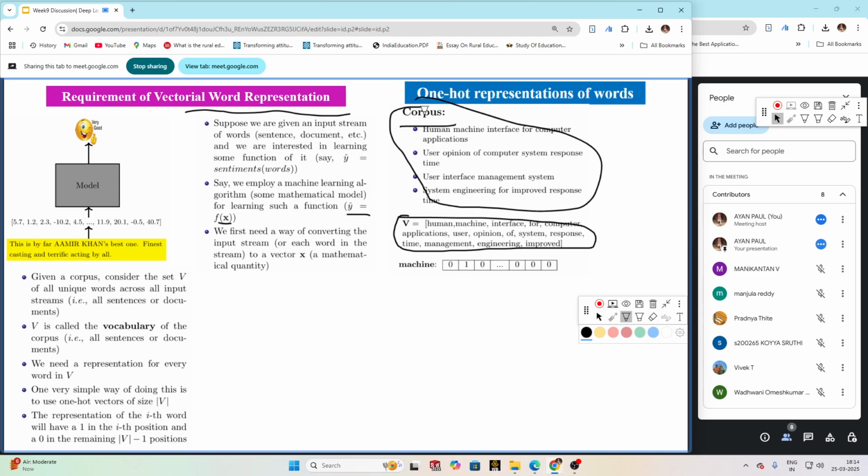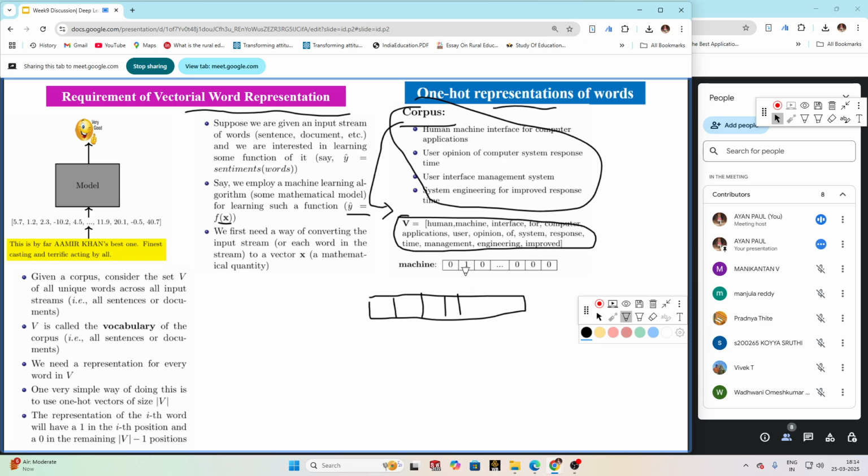So once you have the corpus, you will be forming the vocabulary. Once you form the vocabulary, you just have to do the representation in terms of this one hot representation. So what is this one hot representation? Whatever number of unique words you have in the vocabulary, you will put them in the form of a number. What number? Either 0 or 1.